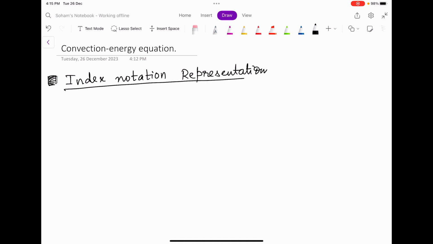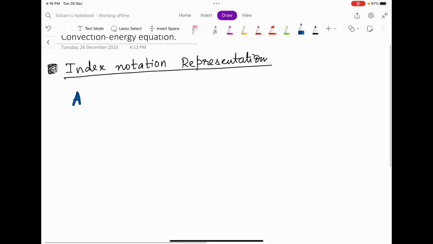Not only in heat transfer, but in fluid mechanics also, or even in some cases of thermodynamics, this index notation can be useful. So first of all, what is the objective? The objective will be clear immediately after I introduce this thing. First of all, how can we write a vector? Let us say that A is a vector, capital A.